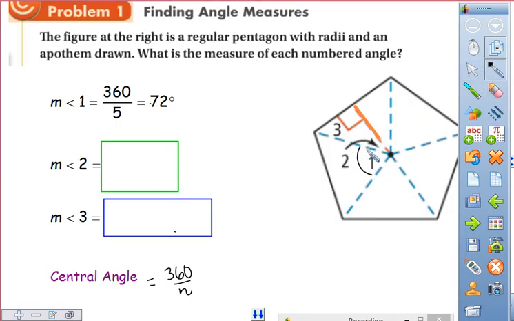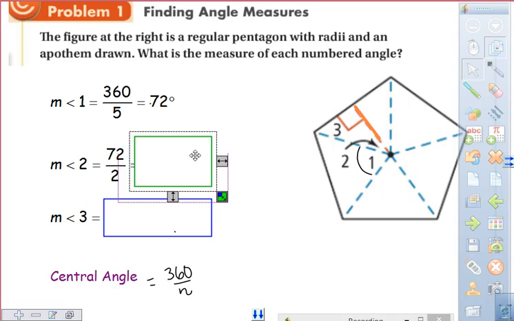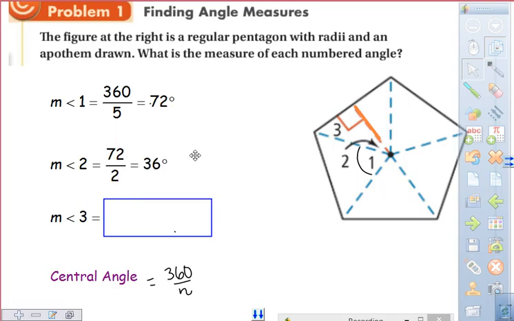Then the relationship with angle 2 is it splits that central angle in half. So what we're going to do is take that 72 degrees and divide it by 2 for 36.